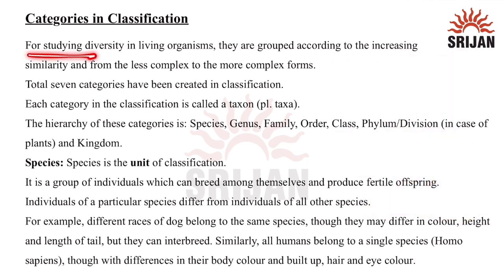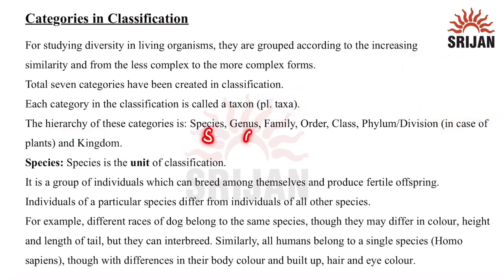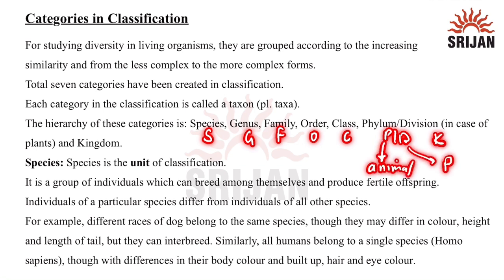Okay. Now for studying diversity in living organisms, they are grouped according to the increasing similarities from the less complex to more complex forms. There are total 7 categories. Now each of these categories, from species to kingdom, each one category is known as taxa or taxon. Taxa is the plural, taxon is the singular. The hierarchy of this is species, genus, family, order, class, phylum or division, kingdom. For animals, we use the word phylum, and for plants, we use the word division.